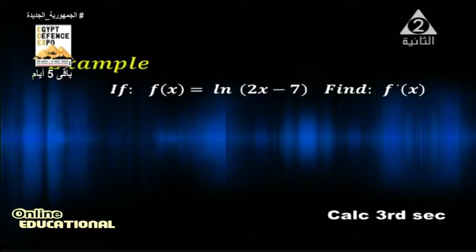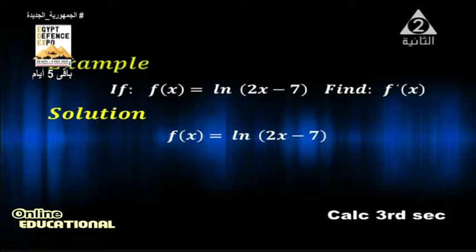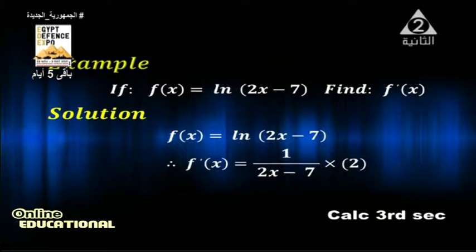If the function f of x equals ln between two brackets 2x minus 7, find f dash x. The function f of x equals ln 2x minus 7, then f dash x equals 1 over 2x minus 7 multiply 2. That is 1 over the expression behind the ln multiply the derivative of 2x minus 7, which equals 2. Then f dash x equals 2 over 2x minus 7.